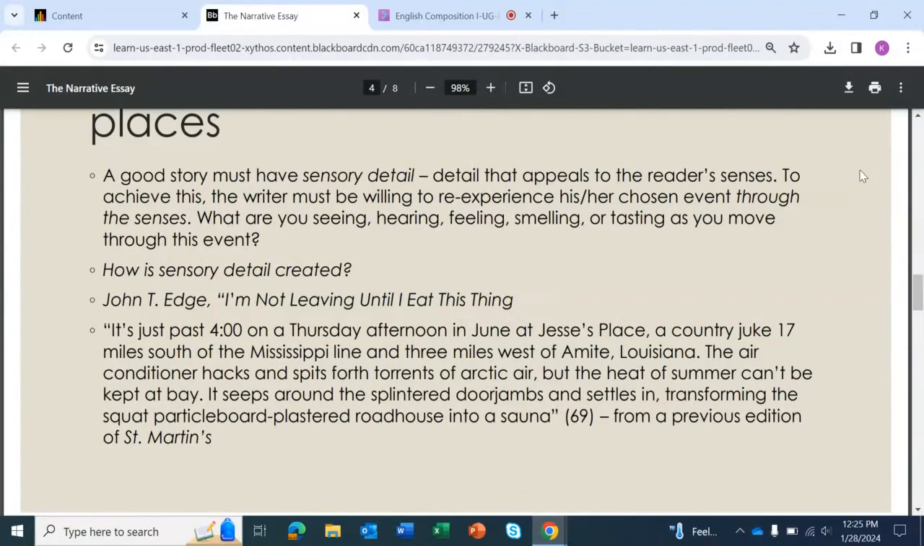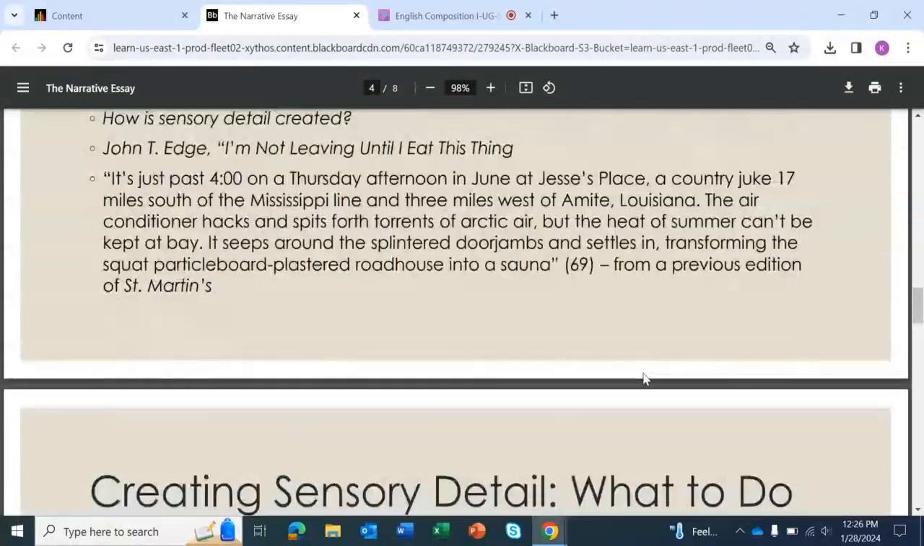So focus on these particular pages when you go back and as you're working on your narrative essay and thinking about, okay, how can I make this thing sensory? How can I create details that appeal to the senses? Well, there is a little bit of a how-to. There's a way that this is done. And John T. Edge, in an essay that used to be included in your St. Martin's, but the editors chose to get rid of it. But I chose to look at the first 3 sentences of this particular essay because I thought they were a pretty good how-to when dealing with sensory detail.